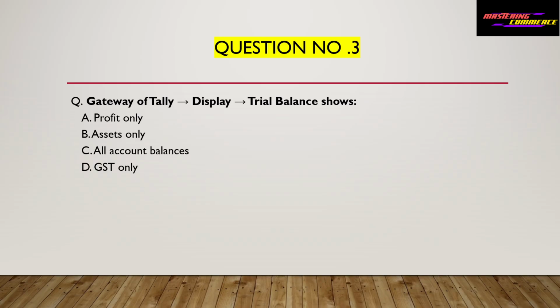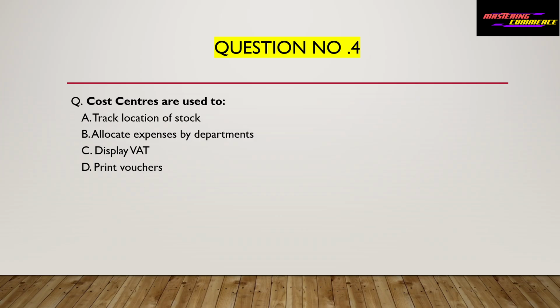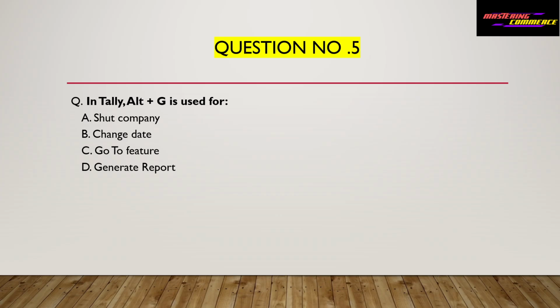Next question: gateway of Tally, then display, then trial balance shows profit only, assets only, all account balances, GST only. So here the correct answer is all account balances. Next question: cost centers are used to track location of stock, allocate expenses by departments, display VAT, print vouchers. Cost centers are used to allocate expenses by departments. Next question: in Tally, Alt plus G is used for shut company, change date, go to feature, generate report. So here the correct answer is go to feature. C is the correct answer.